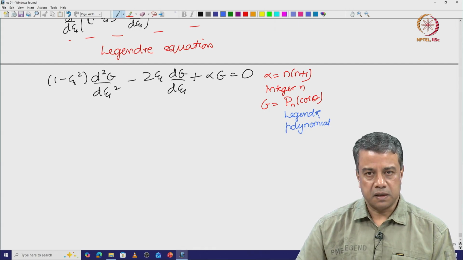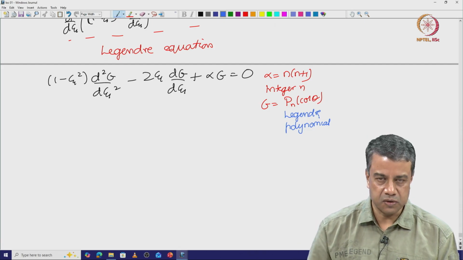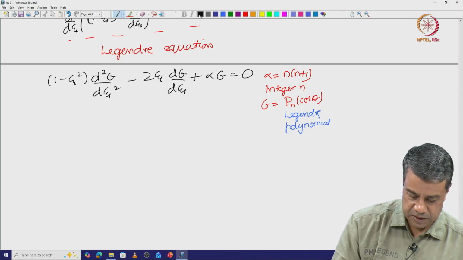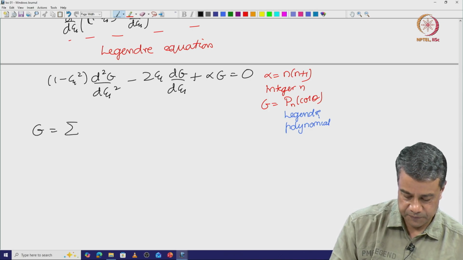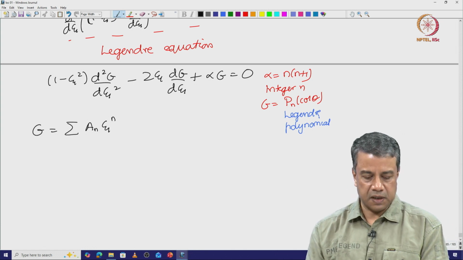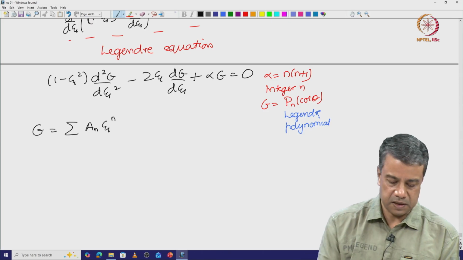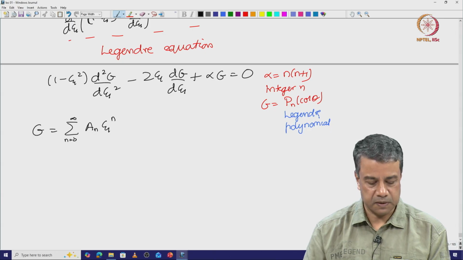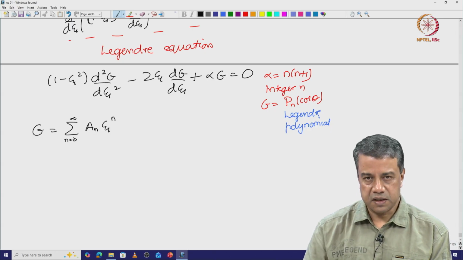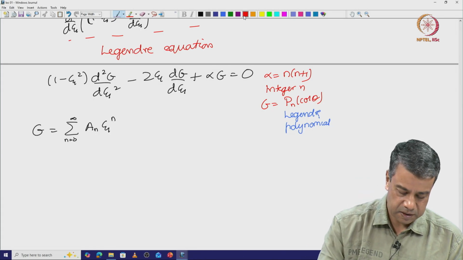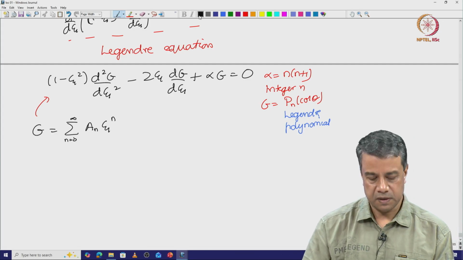In this case, I will go through and explain how this solution comes about. The most general solution for G has to be of the form summation of a n times psi to the nth power, n equal to 0 to infinity, with some coefficient a n. So, I substitute that into the governing equation for psi.